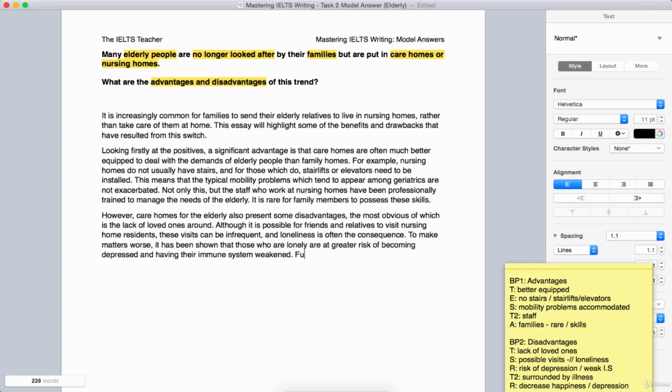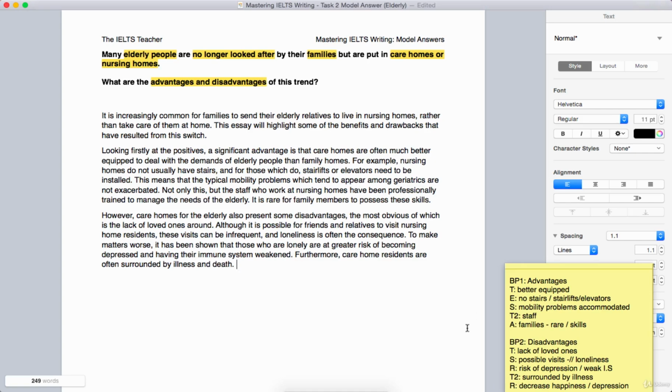And this time we're just going to go with a simpler cohesive device. We'll just go with a furthermore. So furthermore, and what have we got here? Surrounded by illness. So care home residents, we talked about nursing home residents, we'll now say care home residents, are often surrounded, just like in the plan, helps to speed me up, surrounded by illness. And I also said death earlier as well, quite a morbid situation, but it's what we have to write about. Care home residents are often surrounded by illness and death.